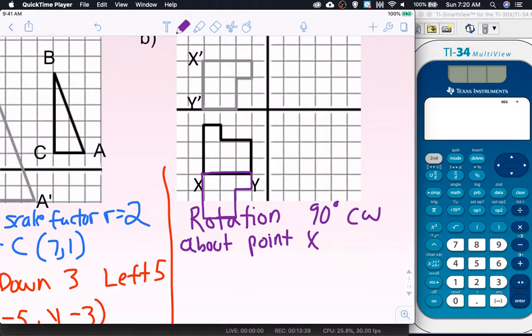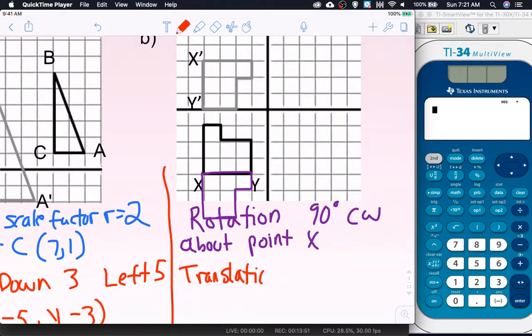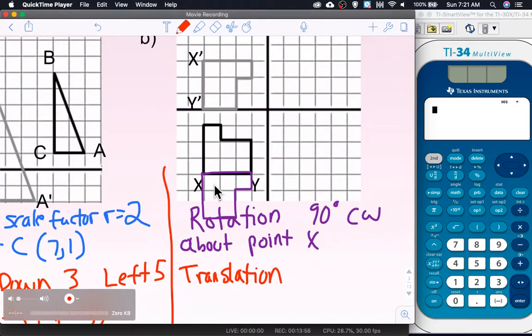Now, the next step is, how do we get it to go from this to this? Well, that's that translation. Translation how? Well, it's definitely going up. Is it going left or right at all? Actually, no. Look, X to X. It's straight up. So up, how many? 1, 2, 3, 4, 5, 6, 7. Up 7.